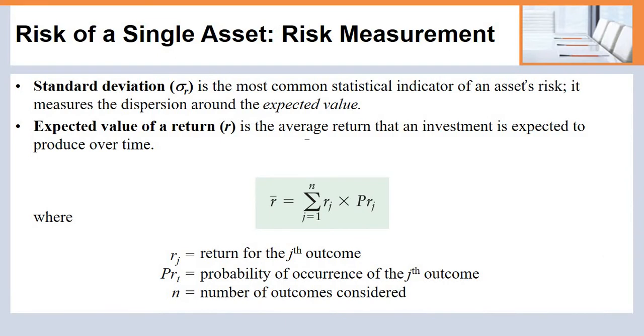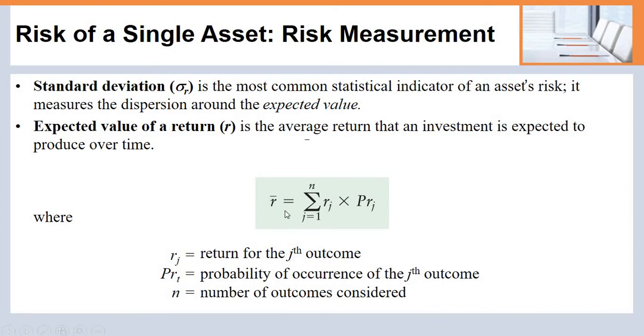Now we can measure the risks of a single asset using a standard deviation. So it is the most common method. To find out the standard deviation, we also need to find out expected value of return, which is simply the average rate of return that an investment will generate over a period of time. And a standard deviation indicates the variation from the average or variation from the expected value. So this is the most common statistical indicator of asset's risk. Higher the standard deviation of an asset, the more risky the asset is.